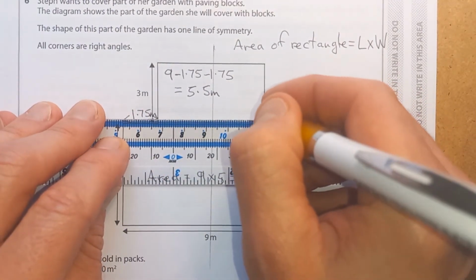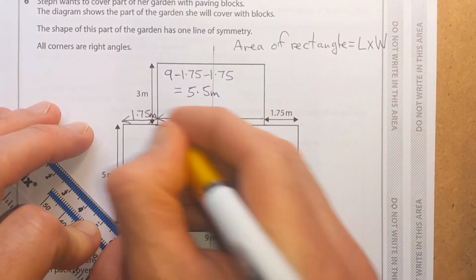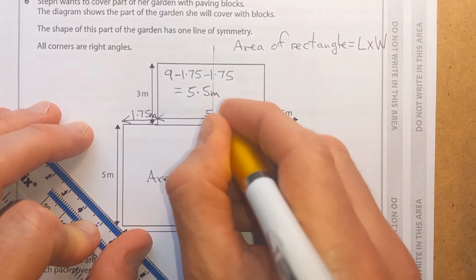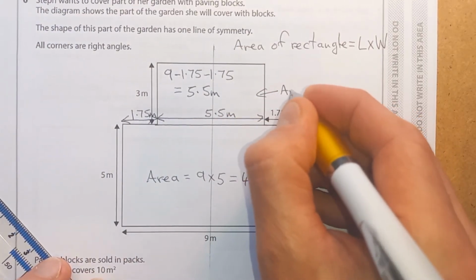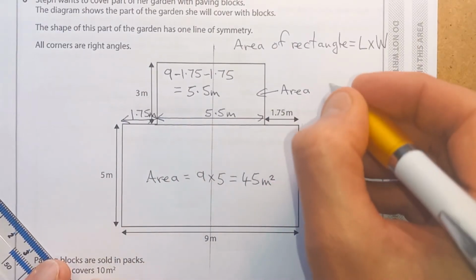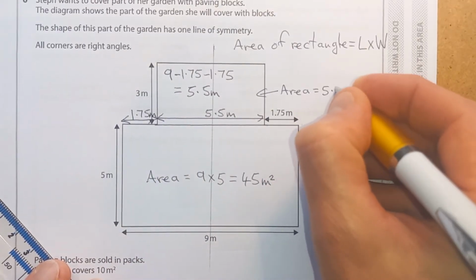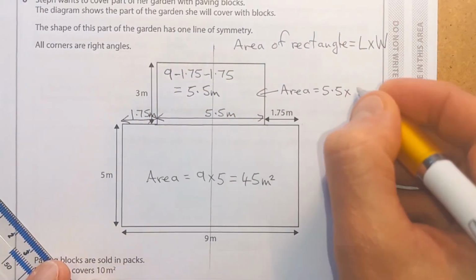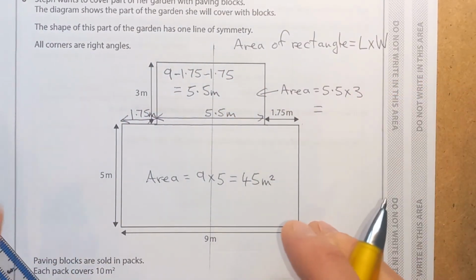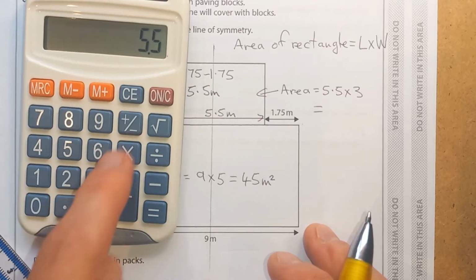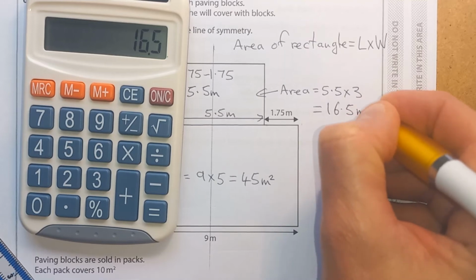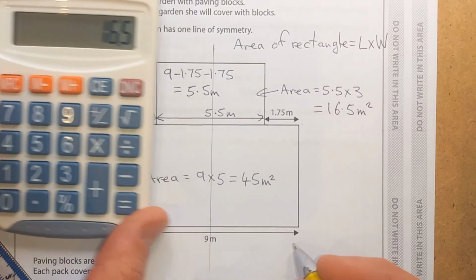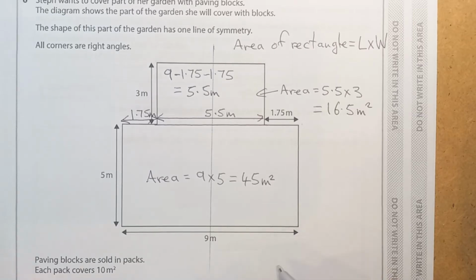Let's just mark that on here so it's clear what that's referring to. So it's 5.5 meters. So the area of this rectangle is going to be the length, which is the 5.5, times the width, which is 3. We've already got 5.5 in here, multiply it by the 3, get 16.5, and again that's going to be meters squared because it's area. Right, so what we need to work out next is our total area.